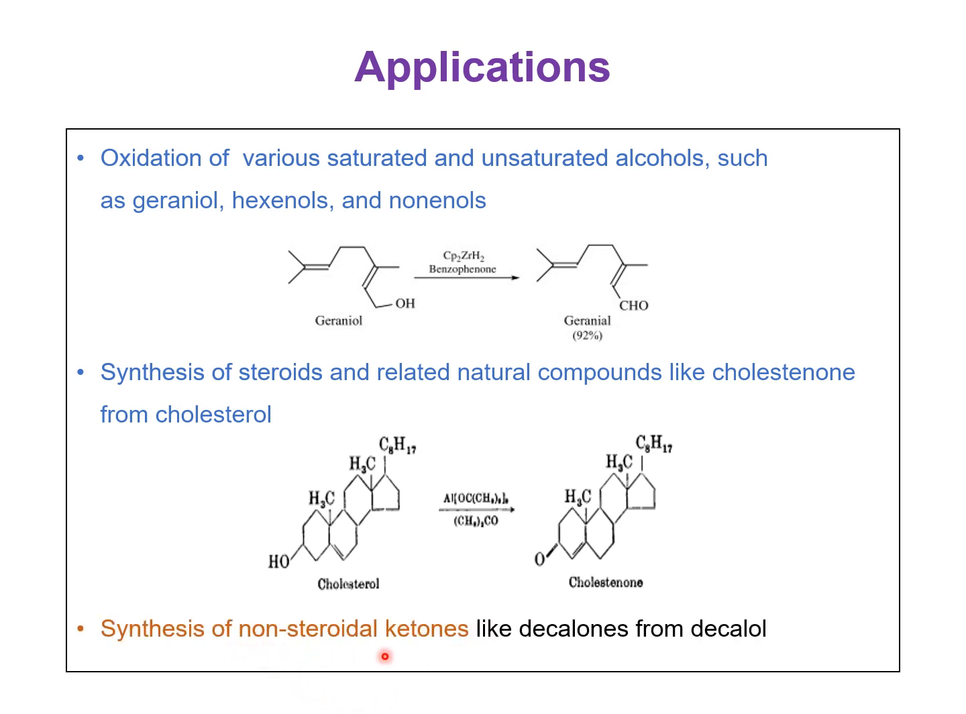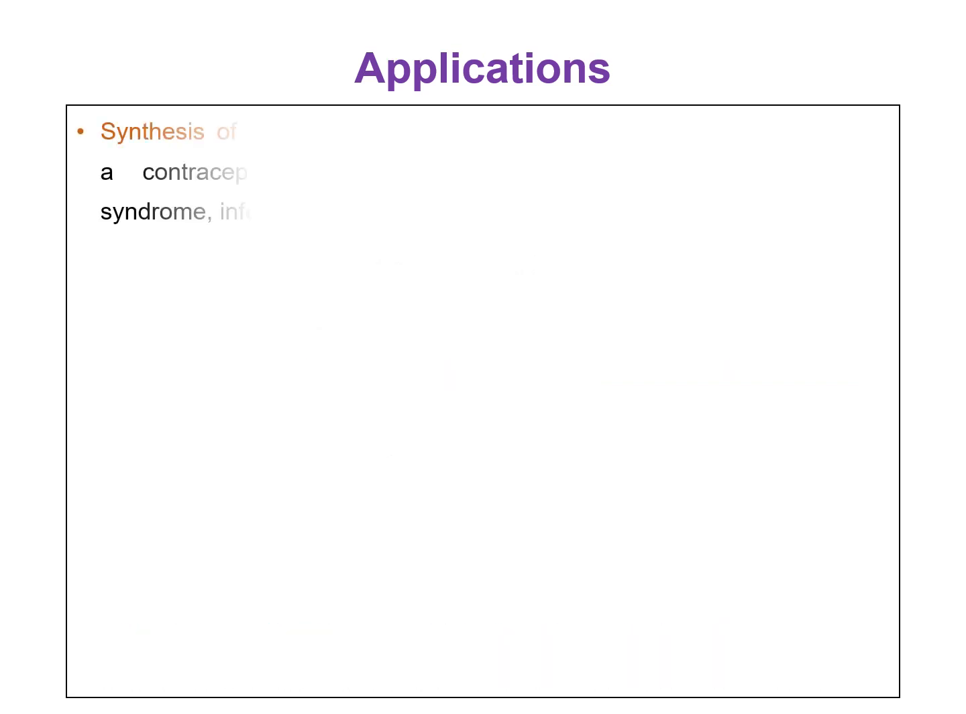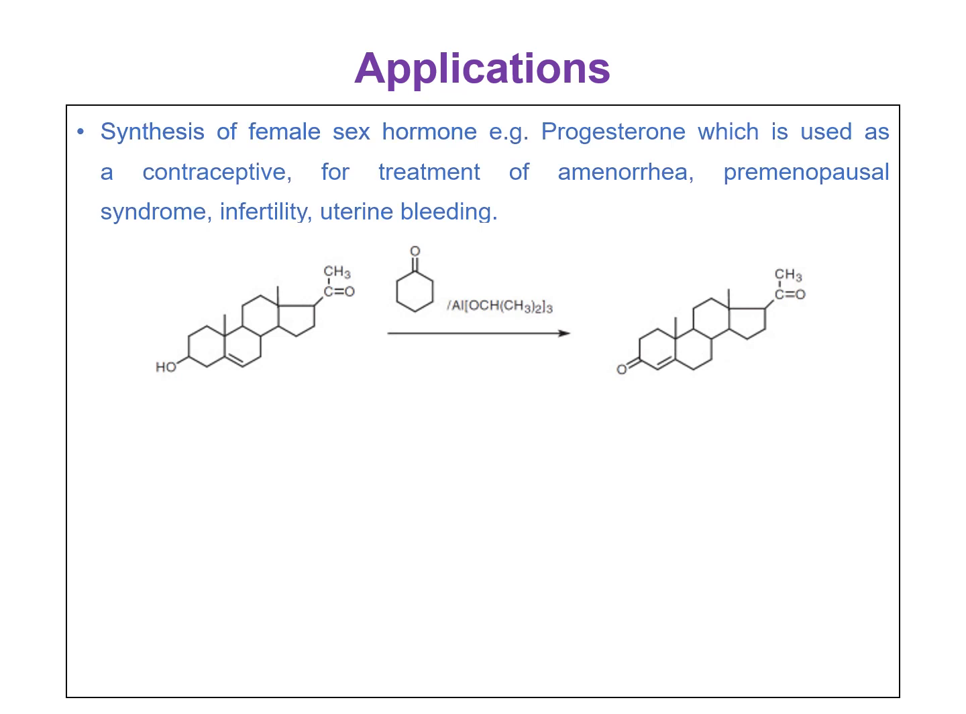Even non-steroid ketones like decalones can be synthesized from their corresponding secondary alcohols like decalol. This reaction is very widely used for synthesis of progesterone, which is a female sex hormone, and it finds use as a contraceptive as well as in treating various menstrual disorders.